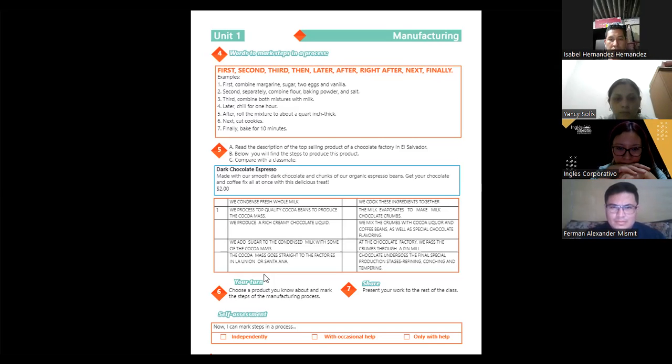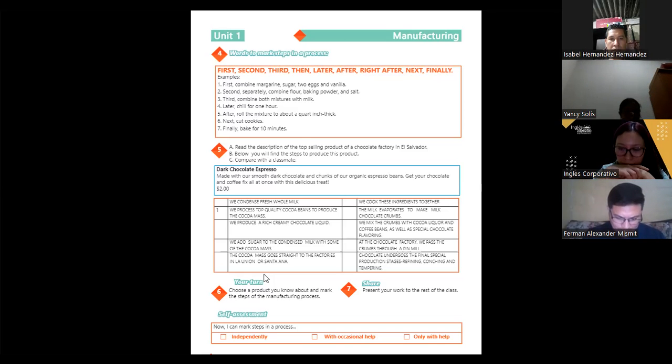At the chocolate factory, we condense fresh whole milk. Ok, we condense fresh whole milk. Ese podría ser un tercer paso. Ok, estamos hablando de otro ingrediente. We condense fresh whole milk. ¿Qué pasa después de que la condensamos?